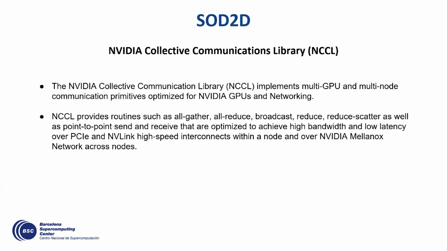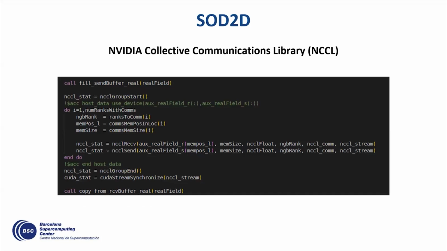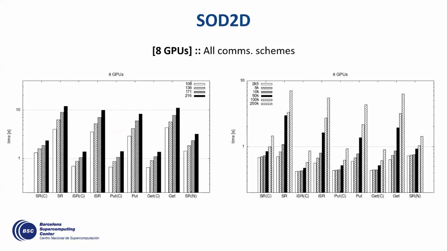We also compare the MPI communications with the ones provided in the NVIDIA Collective Communication Library, so NCCL, okay? A very recent implementation from NVIDIA. So here, I'm not doing MPI send receive or MPI put or MPI get. I'm using NCCL, so I have to do NCCL receive, NCCL send, and then this is supposed to be direct from GPU to GPU.